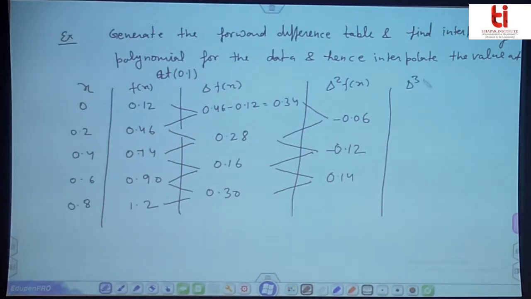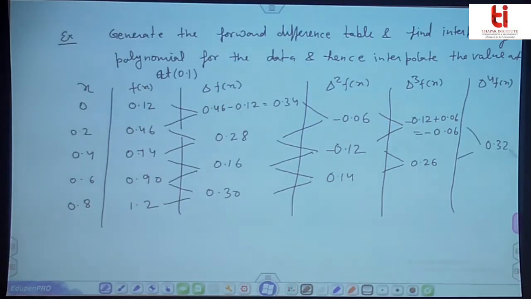Del cube f(x): minus 0.12 plus 0.06, this value is coming out to be minus 0.06. Using these values, 0.26. Del 4 f(x) is 0.32. Okay, so now compute the value of the polynomial. So first, what is the polynomial?